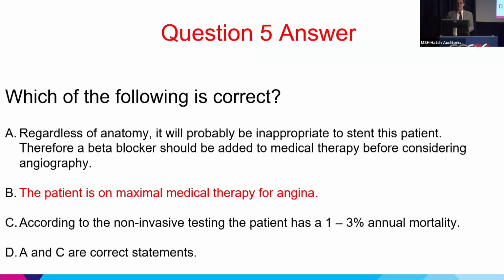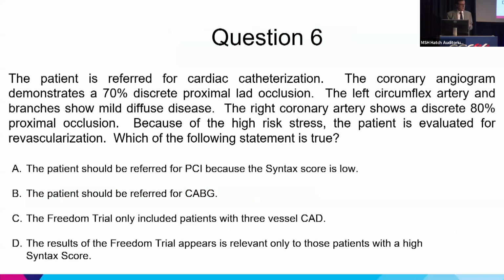The simplest statement is that the patient is on diltiazem and ranolazine. That's two agents, and that's maximal medical therapy. A beta blocker is not so advisable because the heart rate is already 55. The patient is on maximal medical therapy with class 3 angina, so that would be an appropriate procedure. The patient is referred for cardiac catheterization, and the coronary angiogram demonstrates a 70% discrete proximal LAD.